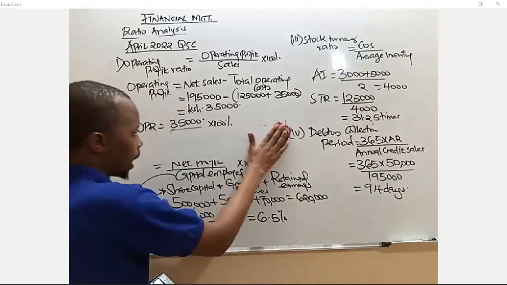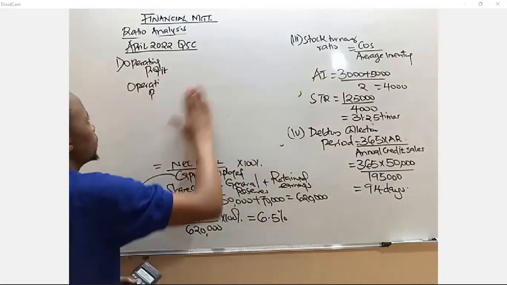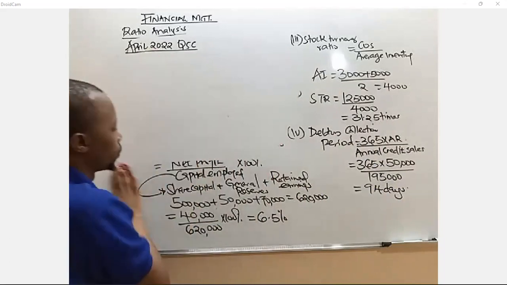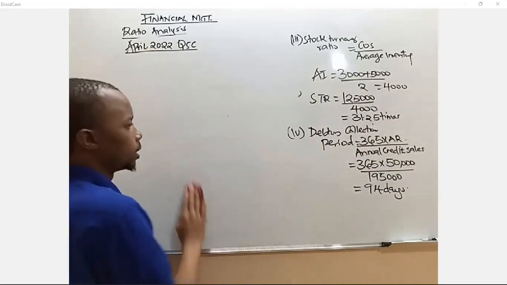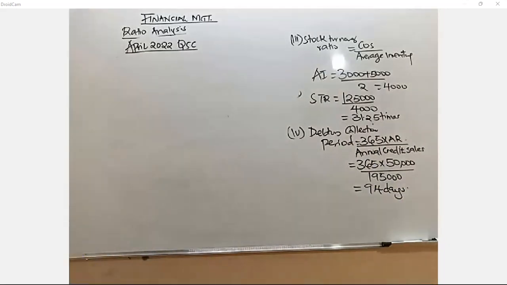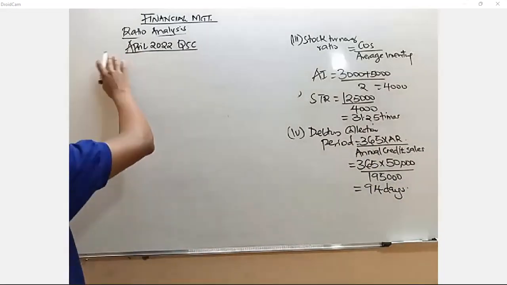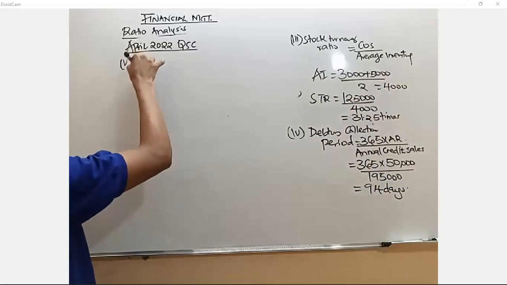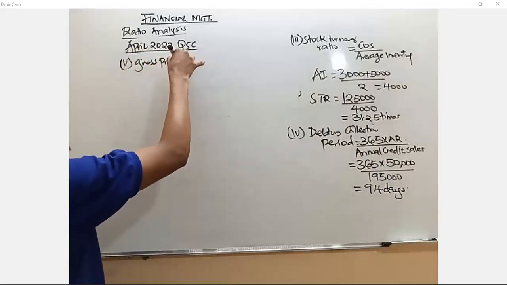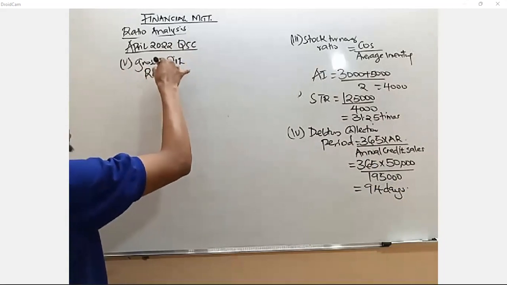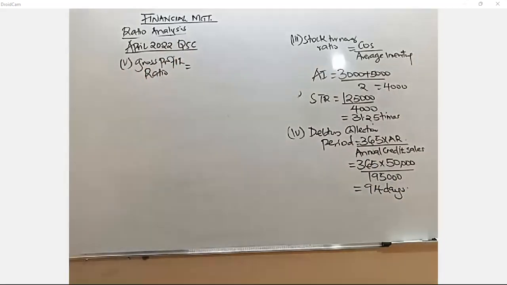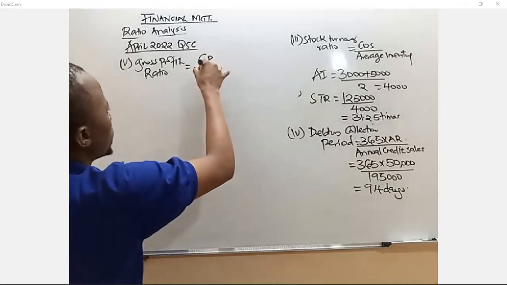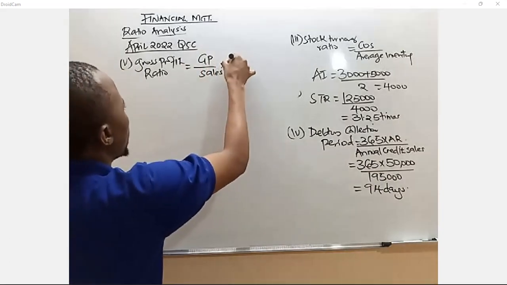Then let us do our last two requirements. The first one is we are being asked to calculate the gross profit ratio. That is number 5. To get my gross profit ratio, we normally take the gross profits, divide by sales, multiply by 100%.